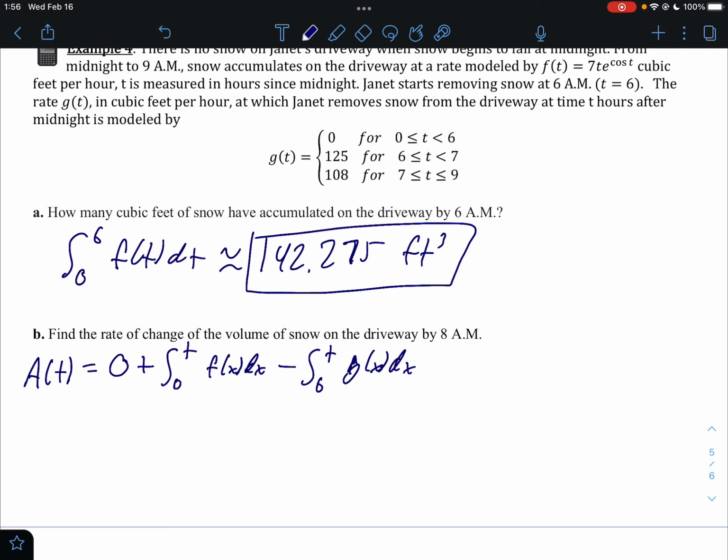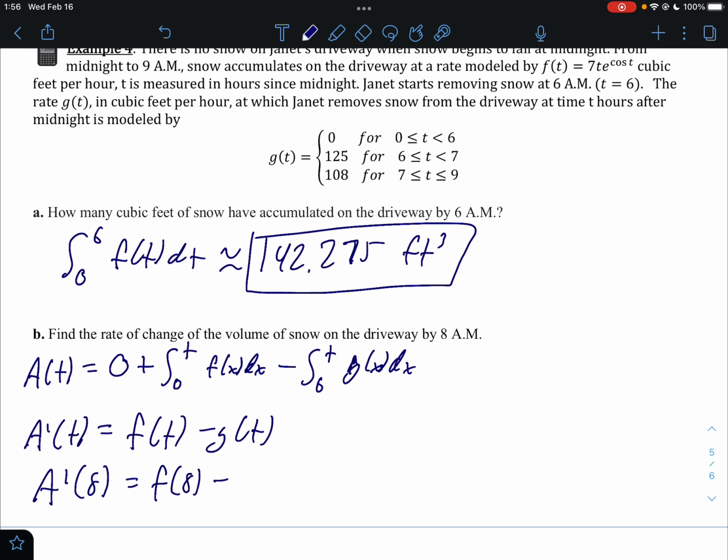So then the rate of change of snow would be A prime of t equals f of t minus g of t. That's just the second fundamental theorem of calculus. So if we want to find A prime of 8, it's f of 8 minus g of 8. Okay, so for f of 8, put 8 into this equation. For g of 8, we know it's 108.